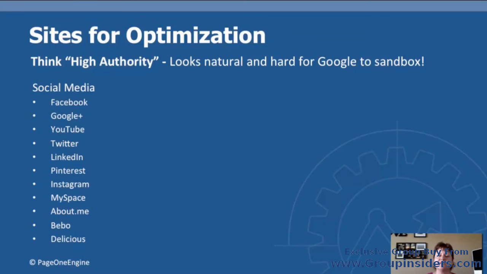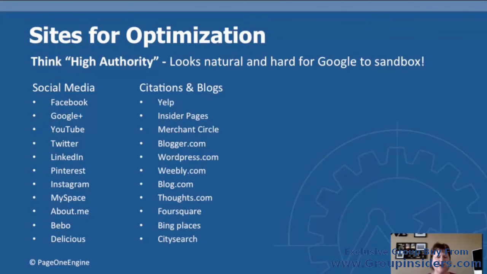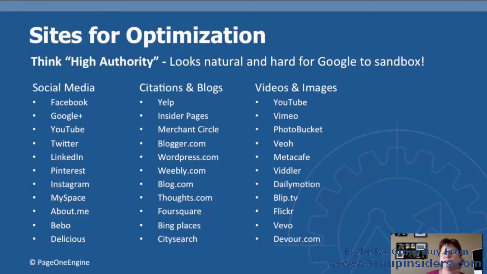So if you're talking about social media, I have a list here. This is obviously not a complete list. You can go out and look up more. But Facebook, Google+, YouTube, Twitter, LinkedIn, Pinterest, Instagram, MySpace, even though some people think it's dead, who cares? It's still a high-ranking, very high authority site. You can also look at citations and blogs, Yelp and Insider Pages, etc. All places where you can look to actually put out content, do a link strategy, things like that. Videos and images: YouTube, Vimeo, Photobucket, Flickr, Vivo, etc. Same idea. These are all high authority websites where you want to keep your efforts.